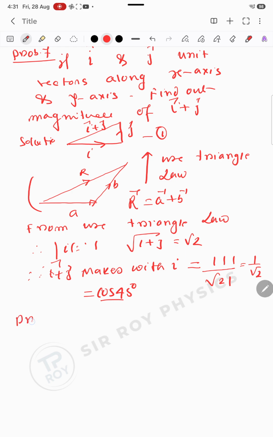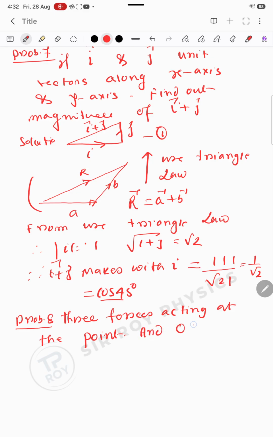Problem 8. Suppose at a point three forces acting at the point O, and O is in equilibrium.